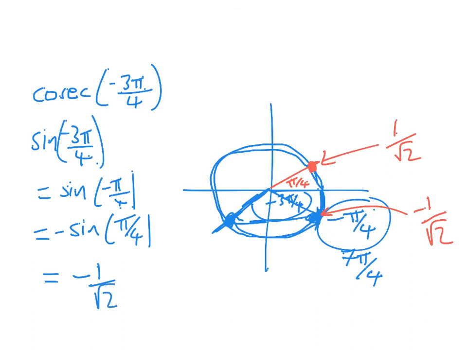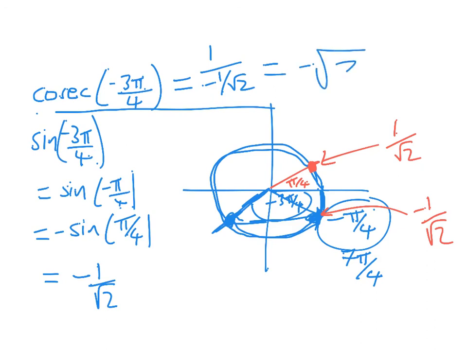And I've just done that. I've built that up from understanding the circle. So my answer to this question here is the reciprocal, 1 over negative 1 over root 2, which is negative root 2. So cosec of negative 3 pi over 4 is negative root 2.